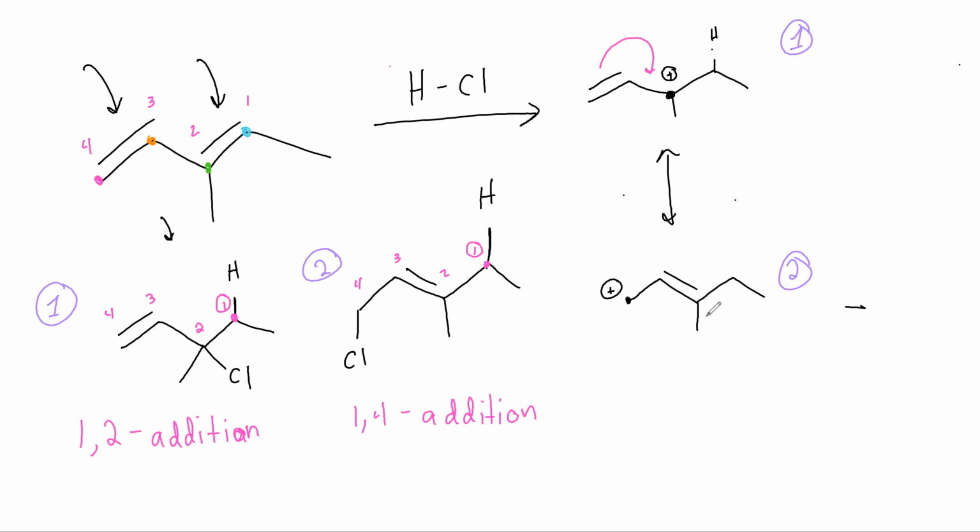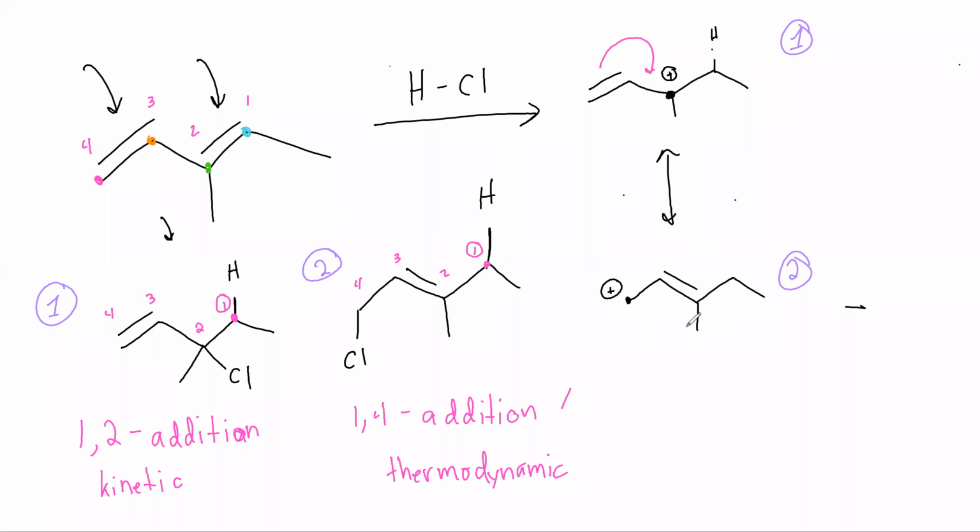Well, as a general rule, the 1,2 product is going to be our kinetic product. And the 1,4 product is going to be our thermodynamic product. If you don't remember, kinetic means it's formed fast. It has a relatively low activation energy, and it's going to form faster at lower temperatures. And the thermodynamic product is going to be overall more stable, but it's going to have a higher activation energy, and so it's going to occur at higher temperatures.